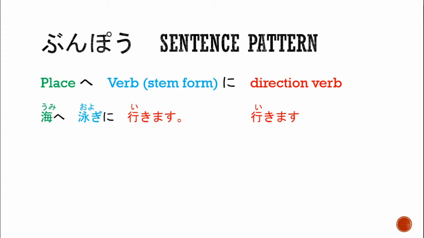海へ泳ぎに行きます. Umi is the sea. That is where we are going. And so that is what we put behind the particle e. And then the verb we are saying is oyogu, which means to swim. So the stem form of oyogu is oyogi. And so after oyogi, we put ni, because that's what we're going to do once we get to the ocean. And then finally, we put our direction verb, ikimasu, which means to go.